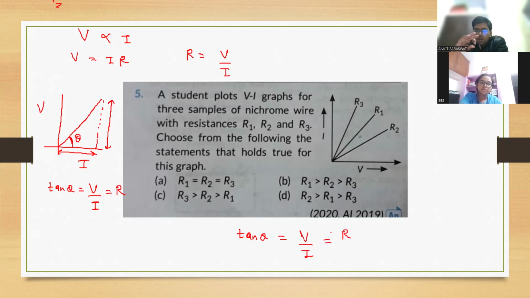Okay. If you take the reciprocal of this, can I write R is equal to 1 upon I by V? If I write this term I by V, is it correct? Yes, sir. Now, could you please tell me the value of I by V? It will be 1 upon tan theta.